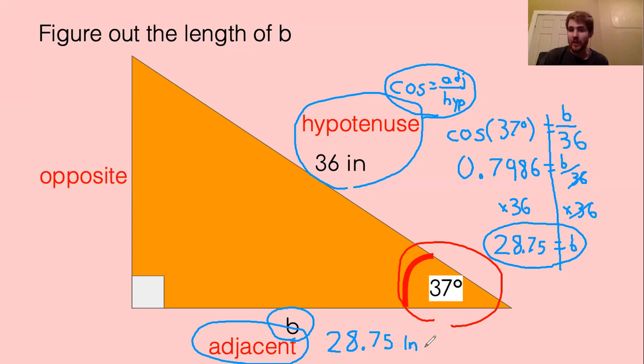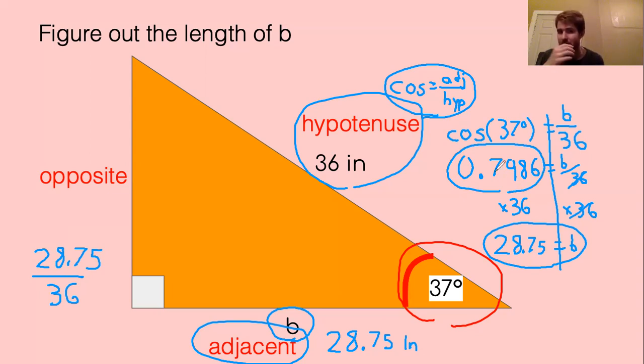Now, if you wanted to check your work, you could calculate the cosine again by doing 28.75 divided by 36. And what should you get? You should get the same thing that you got for the cosine. And if I do that on my calculator, I get the exact same cosine, 0.7986. So I know that my answer is correct.